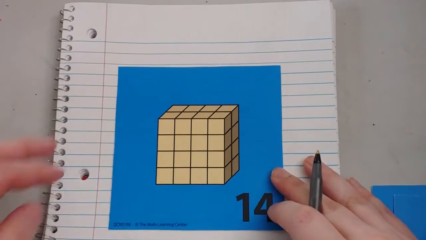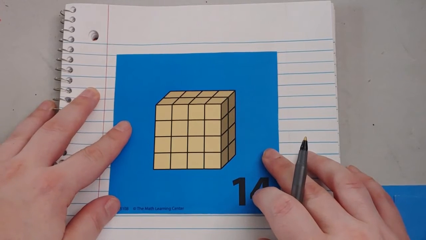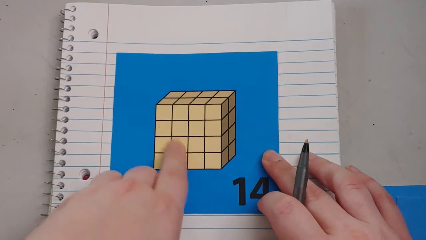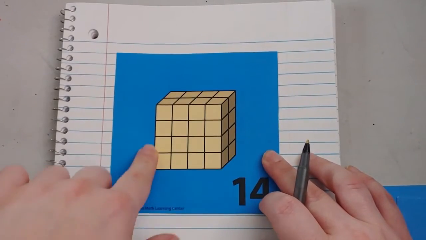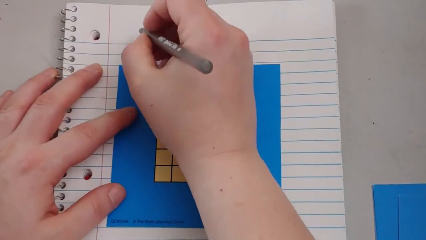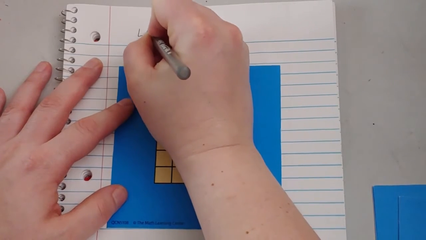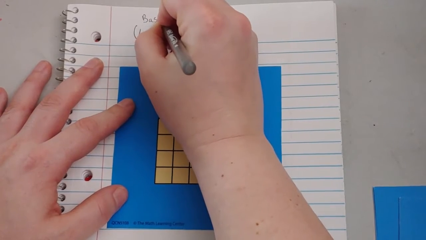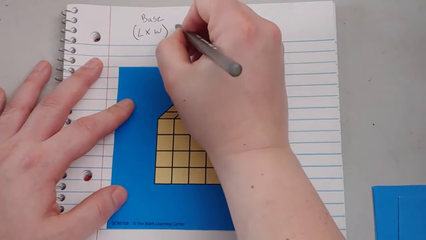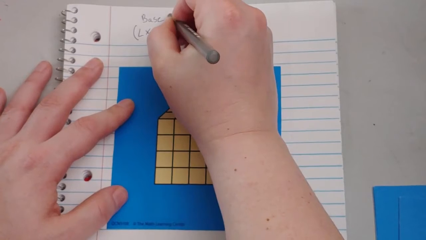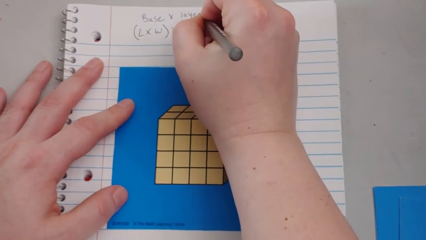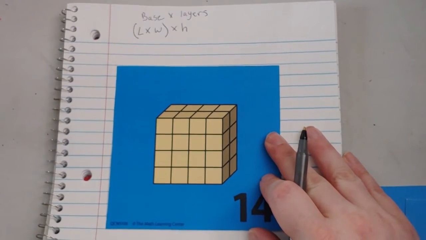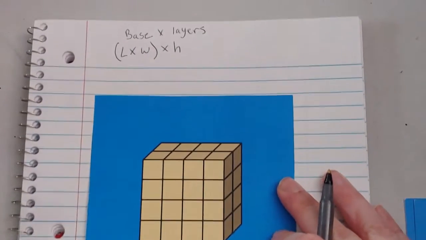So here is our first one. You have to notice the base by the top because it doesn't really rotate, but that's okay. So here is our first figure. Remember, our equation: length times width, also known as base, bottom, butt, whatever you want to call it, times height, times layers. So, first thing we need to do is look at our base.